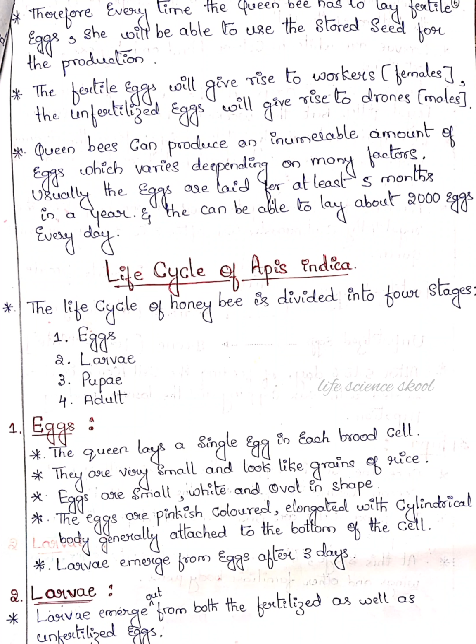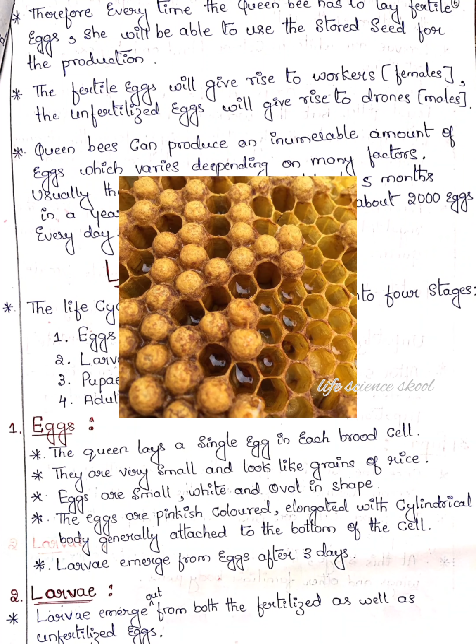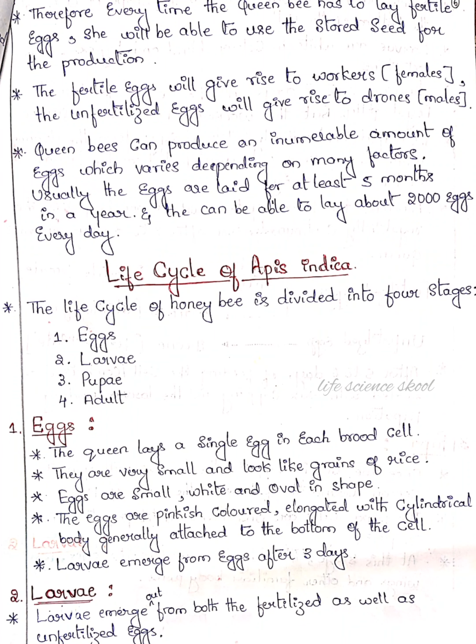The eggs are whitish to pinkish in color, elongated with a cylindrical body, and generally attached to the bottom of the cell. The brood cell is hexagonal in shape, and the egg attaches to the bottom of the cell. After the queen lays the egg, after 3 days the egg is converted into a larva, so larvae emerge from eggs after 3 days.